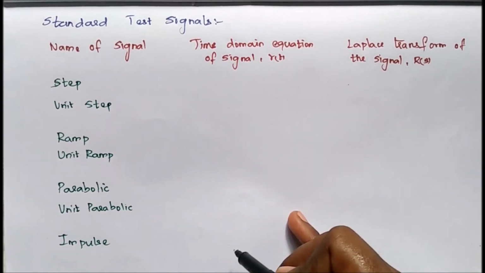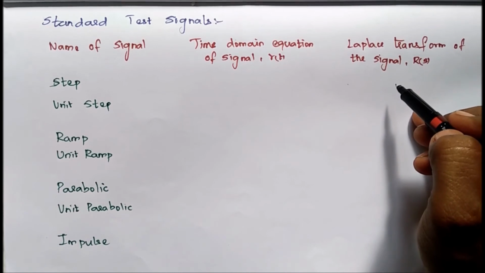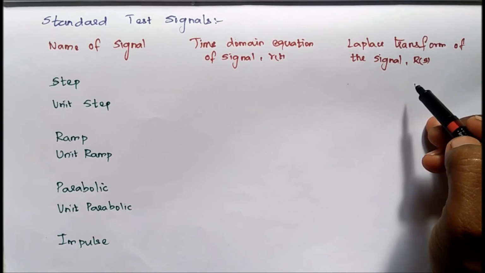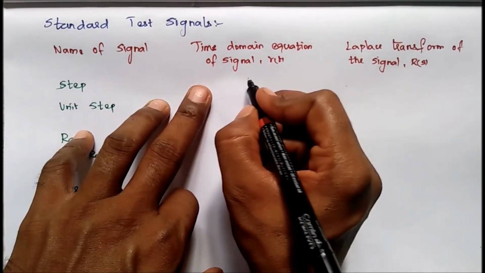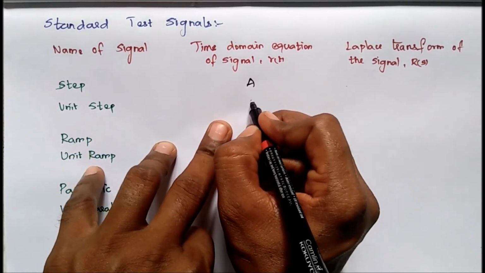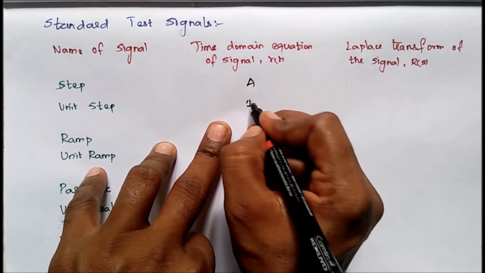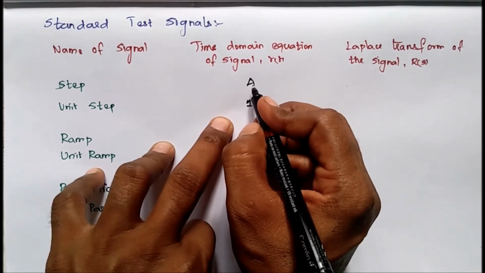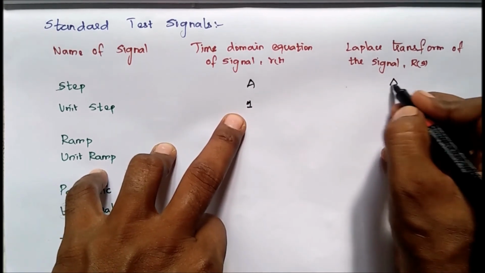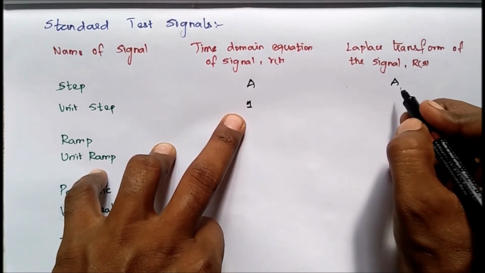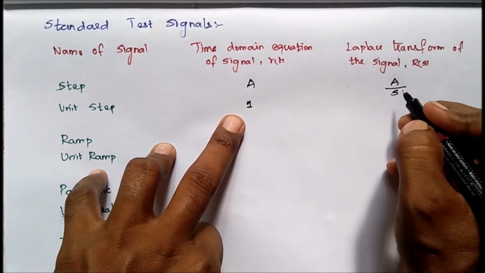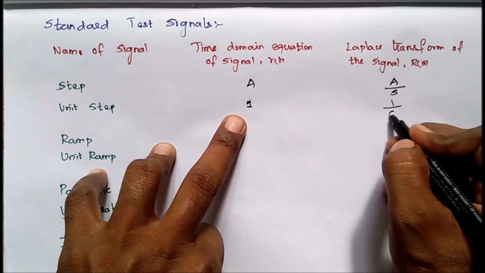So these are the time domain equations. Here in this part we are going to write the S domain, or frequency domain, or Laplace transform domain. For the step signal, R of t equal to A. If it is a unit step, the A value equals 1. If we take the Laplace transform, A is a constant, so we consider 1. The Laplace transform of 1 is 1 by s, therefore A by s. For the unit step we know it is 1 by s.